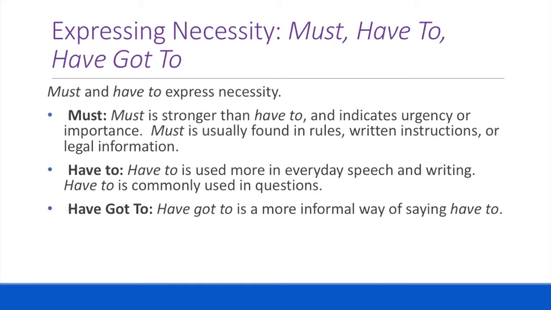Have got to is a more informal way of saying have to. It has the same meaning, but it's usually used more in speaking. Here are some examples. All students must take the quizzes on time. So here we have must, which is our modal auxiliary, and then take, which is the base form of the main verb. And this is a requirement.